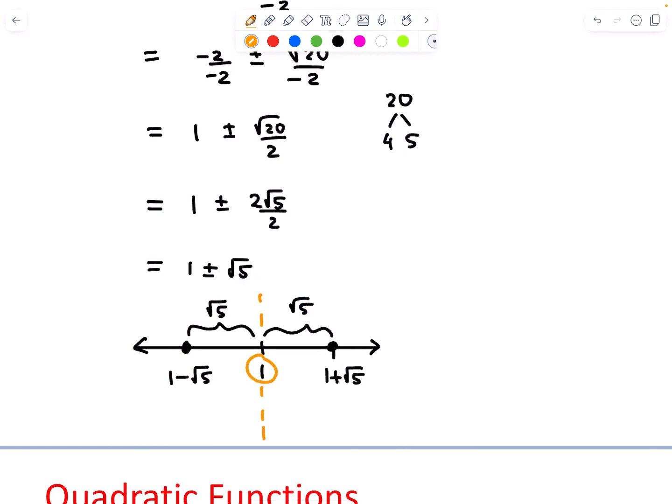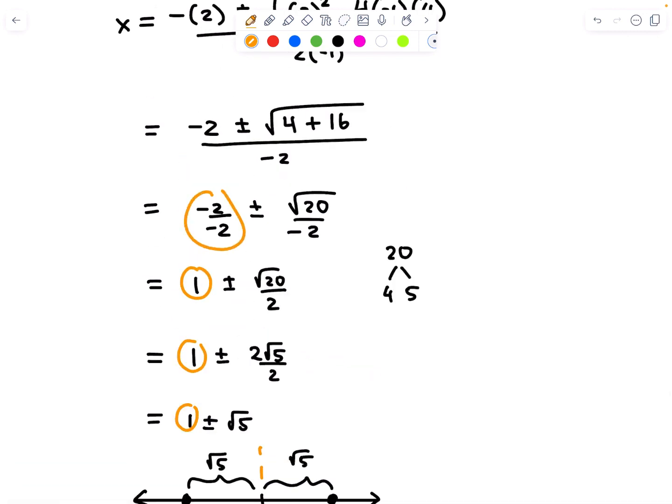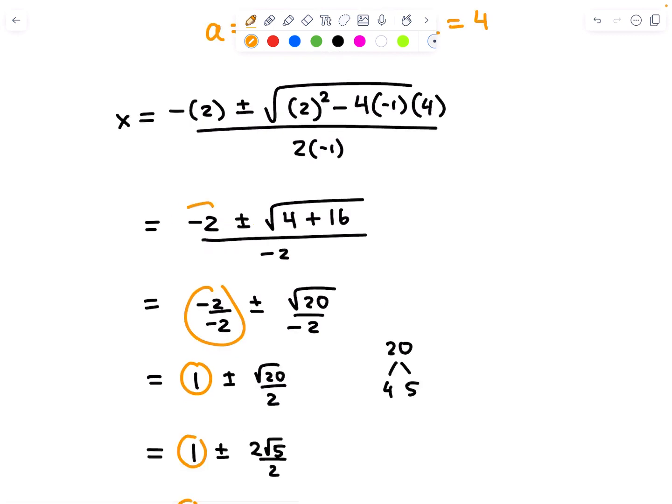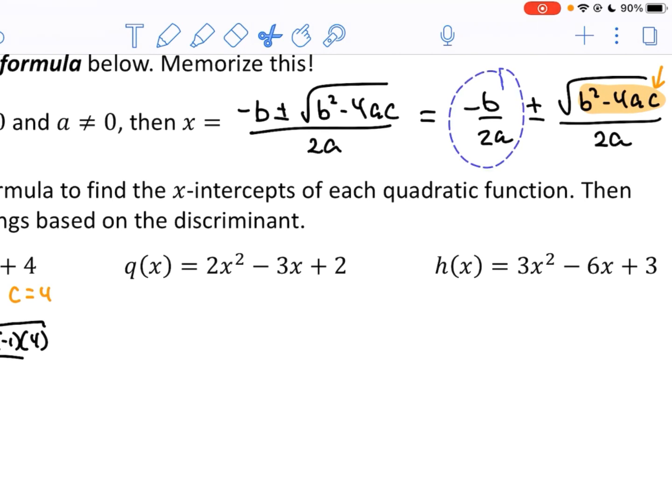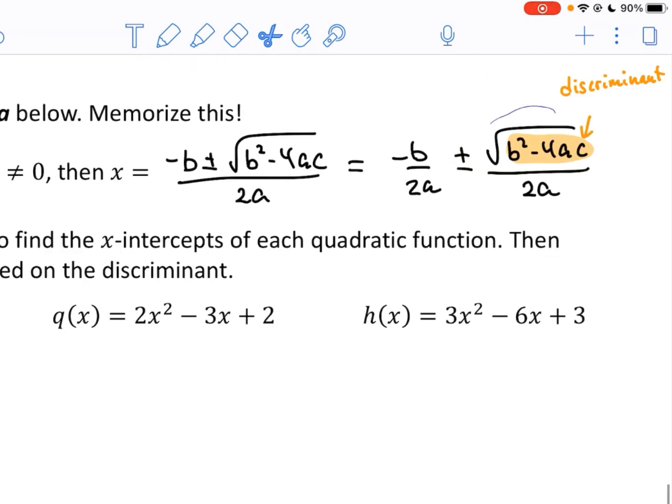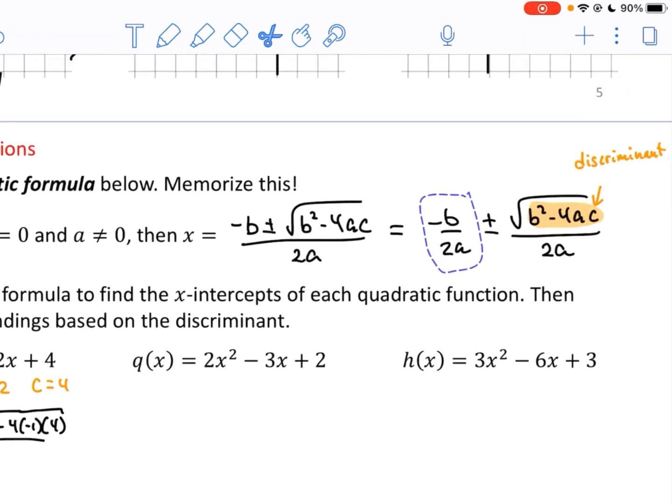And observe how we found this 1 in the first place. It was in this position, right here. It came from doing this part, which was really the negative b over 2a, by doing this part of the quadratic formula. And then when the radical did exist, when it was a radical of a positive, we started here and we went plus and minus this exact same amount left and right. So this tells us that this should be the center of the two x-intercepts. In other words, it's the x-coordinate of the vertex.